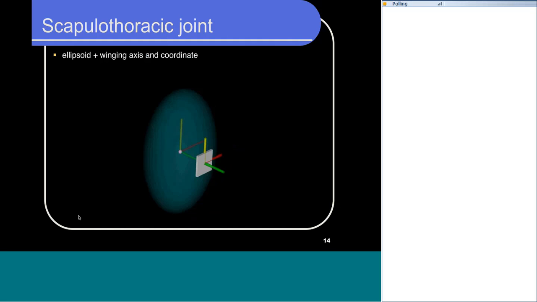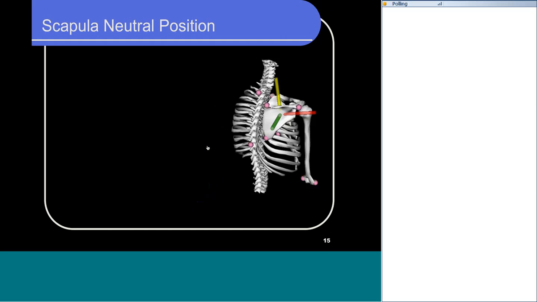Now we have the ellipsoid and we introduce winging. In this case, we're doing the winging about the yellow axis here. This is our winging axis, the y-axis. Then we translate, spin, and then have this winging additional degree of freedom. So those are basically the 4 degrees of freedom we thought would be ideal in our natural description of scapular kinematics. And again, there are no kinematic constraints to implement this.